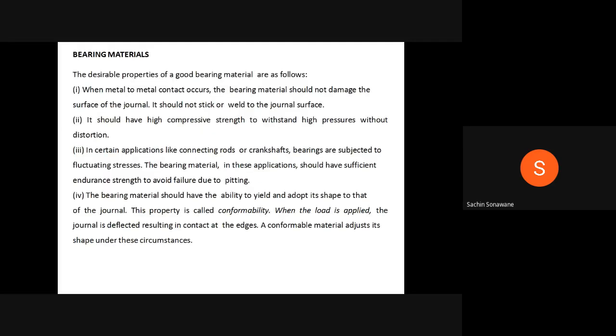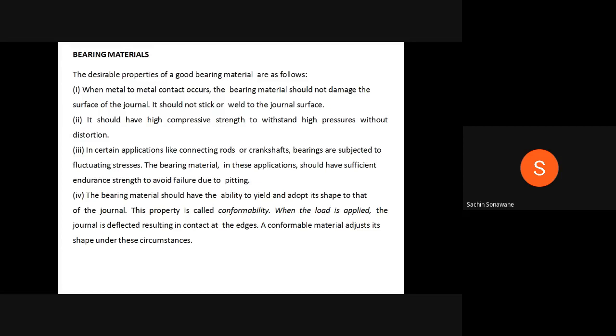Now, first of all, we will see bearing materials. What are the different types of bearing materials used for sliding contact bearing? First of all, we will see properties of good bearing material. The desirable properties of a good bearing material are as follows.